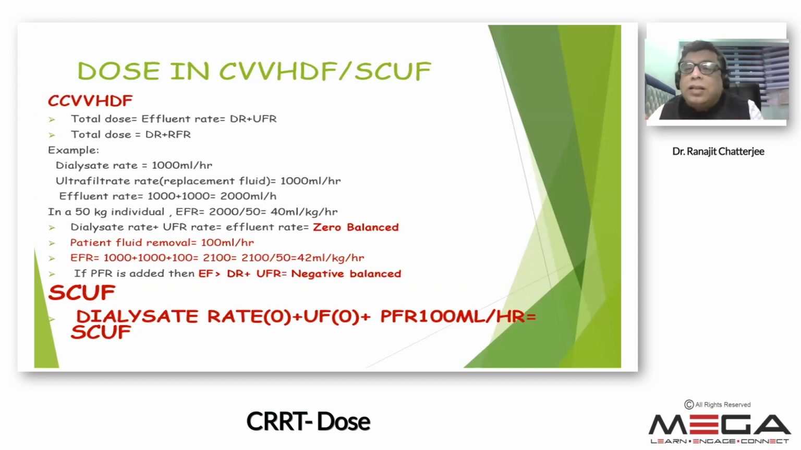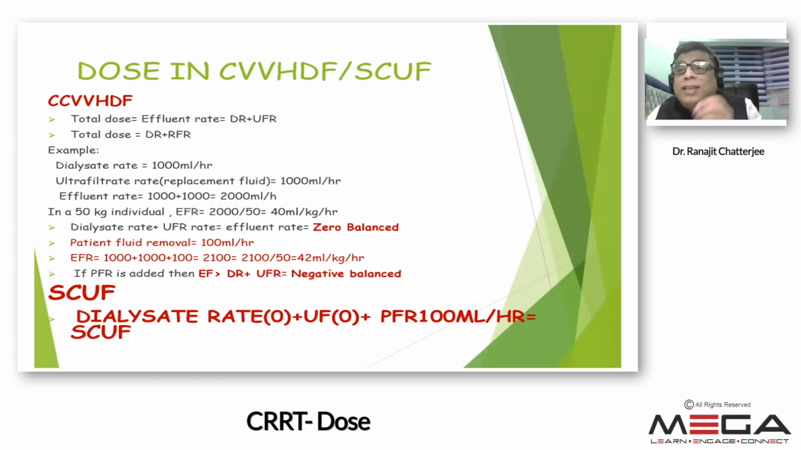So total dose is effluent rate. Suppose you have a dialysate rate and an ultrafiltrate rate. Ultrafiltrate is the amount of fluid you want to remove from the patient, and that is basically the replacement fluid that you are giving also to the patient. So dialysate rate plus replacement fluid rate. For example, dialysate rate is 1000 ml per hour you have set in the machine, and the ultrafiltrate rate you have set 1000 ml per hour. It is written replacement fluid there in the machine. So the effluent rate is 1000 ml per hour plus 1000, that is 2000 ml per hour. So in a 50 kg individual, it is 2000 ml divided by 50, that is 40 ml per kg per hour.